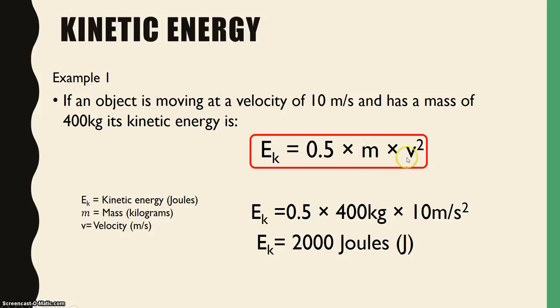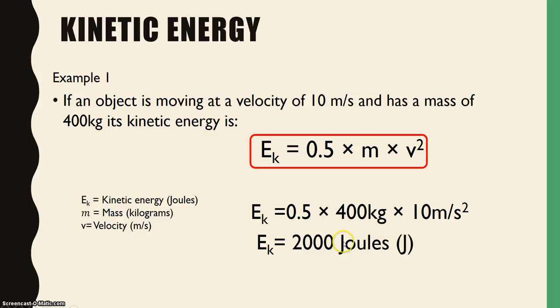400 kilograms times the velocity squared. So we have 0.5 times 400 times 10. Breaking this down, 0.5 or 1/2 times 400 is 200, and then 200 times 10 is 2000. So the answer for the kinetic energy in this equation is 2000 joules. We either write the whole word joules out, or we write a capital J.